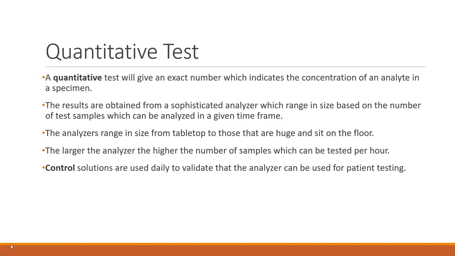For example, in a very small doctor's lab, you may have the baby analyzer, whereas in a 300, 500 bed hospital, you're going to have the granddaddy analyzer, which is huge and can run hundreds of samples per hour. The larger the analyzer, the higher the number of samples which can be tested per hour. And because these are expensive, you only want to buy that type of analyzer that suits the quantity of testing you perform. So control solutions are used daily to validate that the analyzer can be used for patient testing.